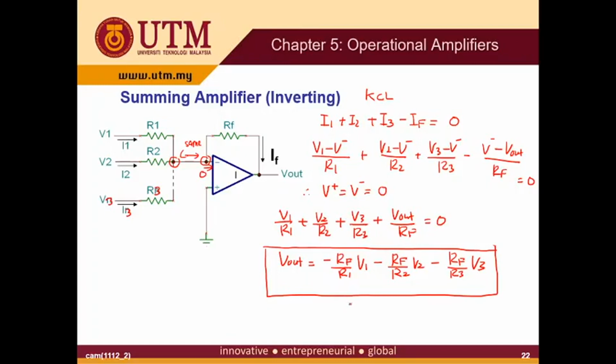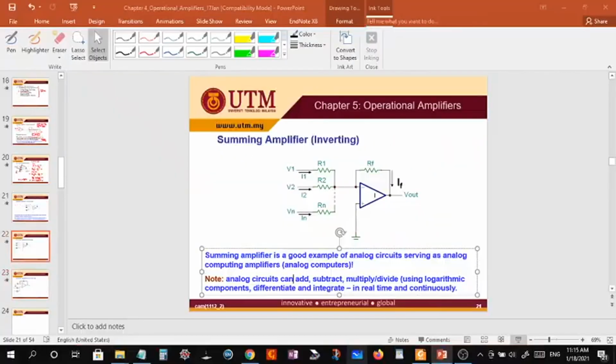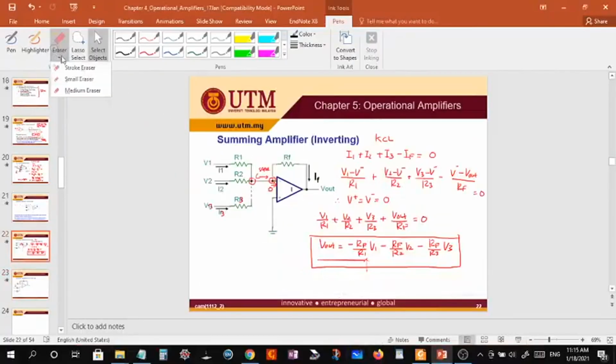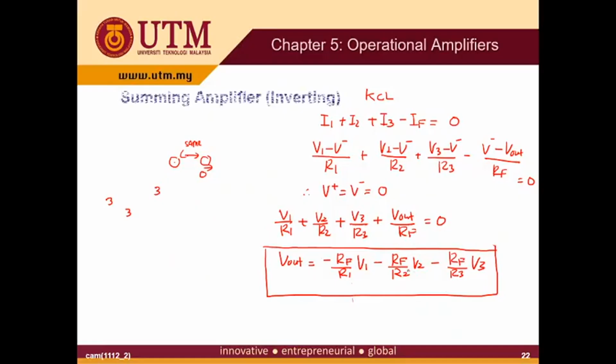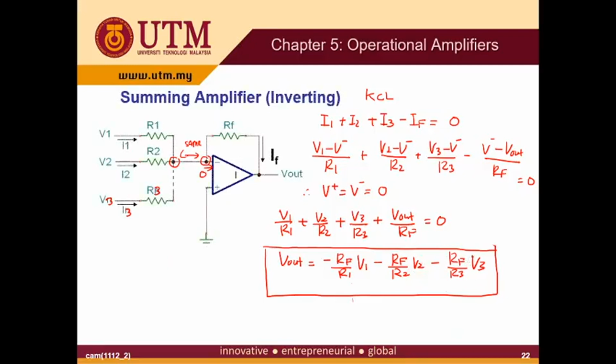This is the superposition of the inputs. The first term is the inverting amplification of input 1. The second term is for input 2. The third term is for input 3. So you just superpose all of them, and then you can get this answer. But in our class, we do the KCL and then we get the answer.